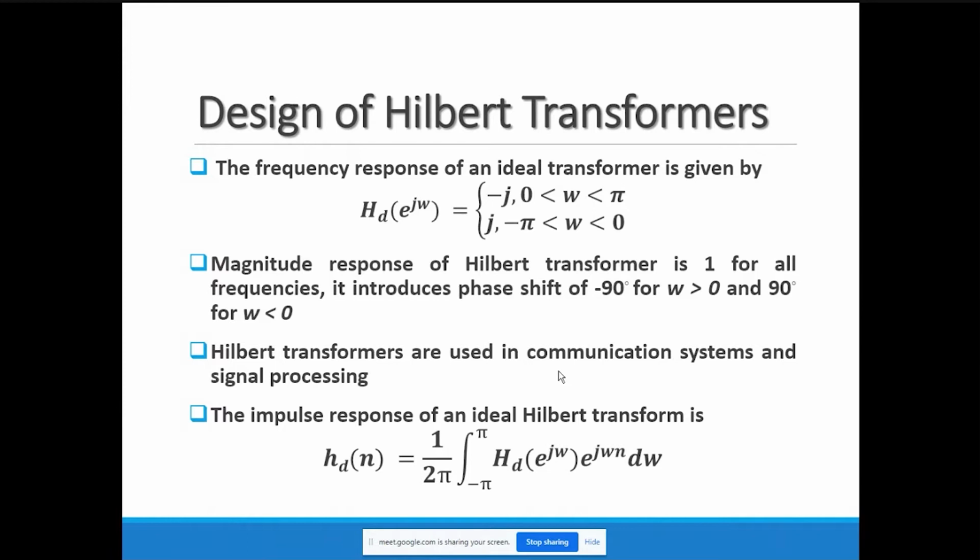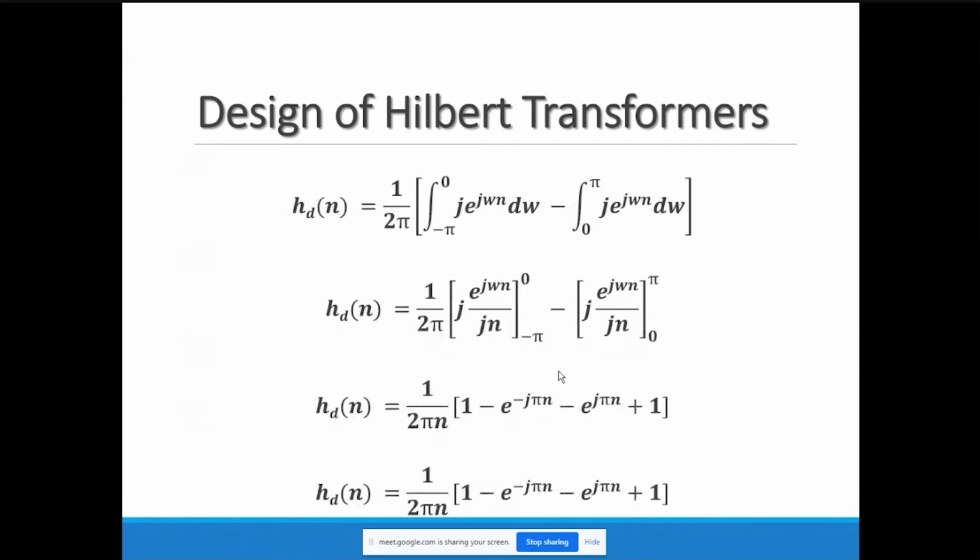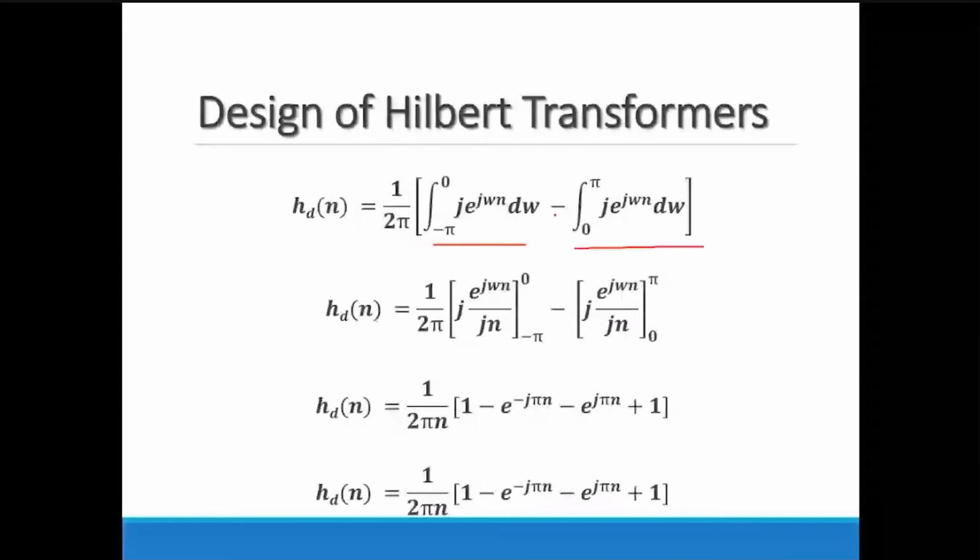hd[n] is equal to 1 upon 2 pi, integration from minus pi to pi of Hd(e^jω) into e^jωn dω. When you go for the simplification, hd[n] is equal to 1 upon 2 pi. Now I'm dividing this equation into two parts. First, I'm taking the range minus pi to 0, for which I have the value positive j, so j e^jωn dω, minus another limit for the integration, 0 to pi, where I have the minus value. So here I'm taking this minus value outside, so minus j e^jωn dω.